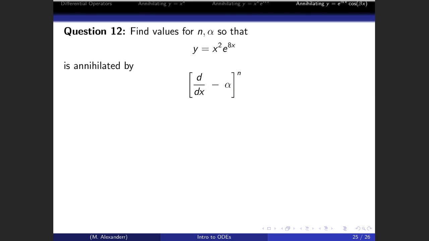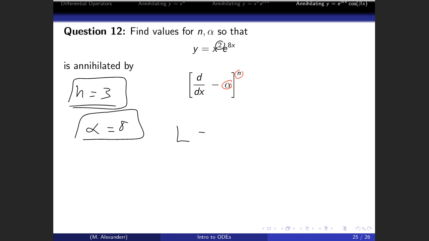All right, so I have 2 more questions. Same game as before, and now let's figure out what the n is going to be and what the alpha is going to be. So n is going to be, look at the power on the x, the n has to be 1 bigger than that, so it's going to be a 3. Now what about the alpha? The alpha is the number on the exponential, which is an 8.